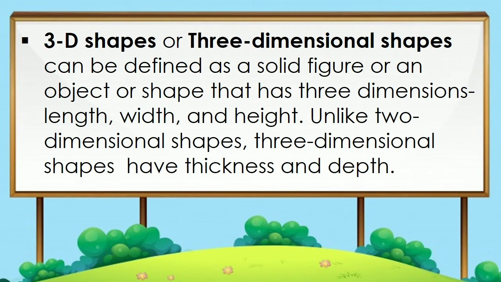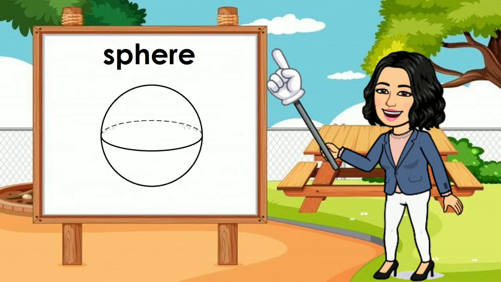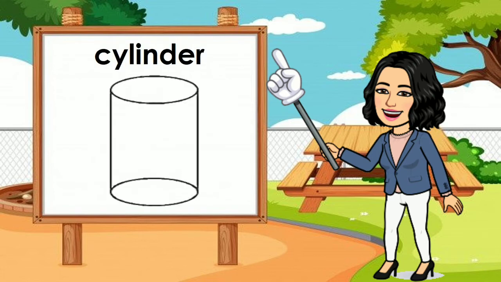What about 3D shape or three-dimensional shape? A 3D shape can be defined as a solid figure or an object or shape that has three dimensions, length, width, and height. Unlike two-dimensional shapes, three-dimensional shapes have thickness and depth. Let's have some examples of 3D shapes. We have cube, rectangular prism, sphere, cone, cylinder.